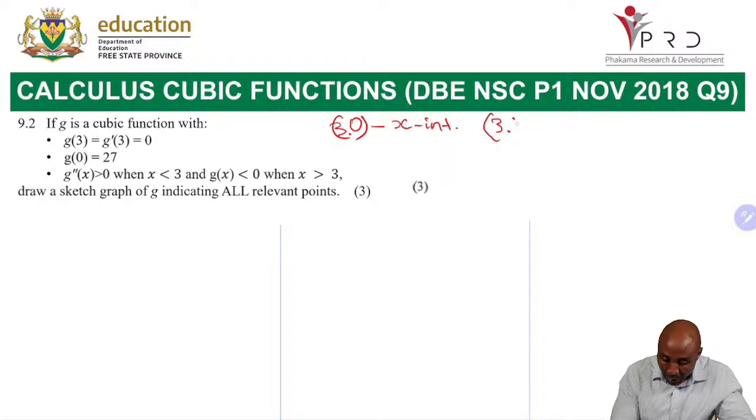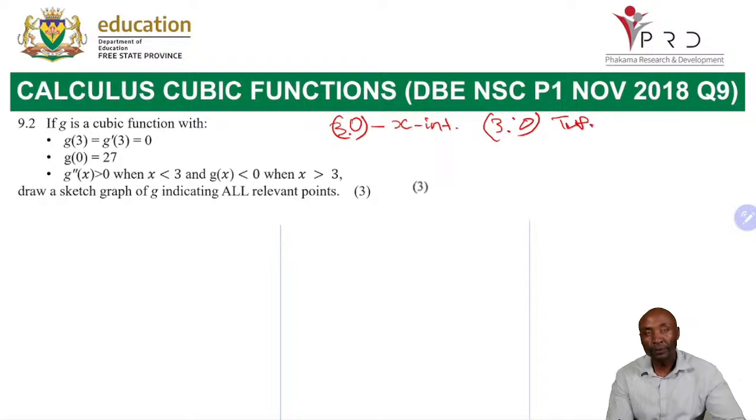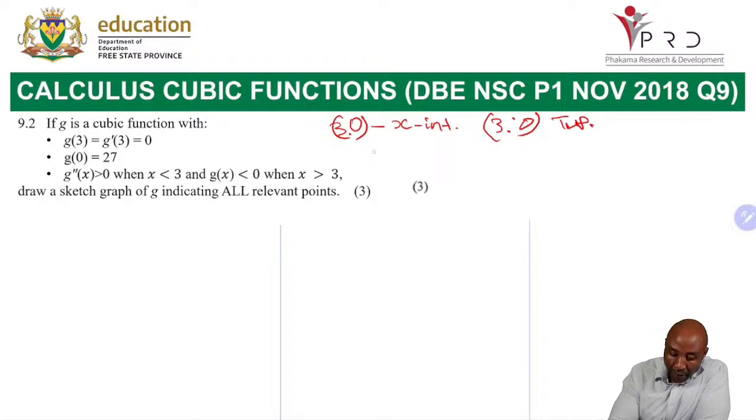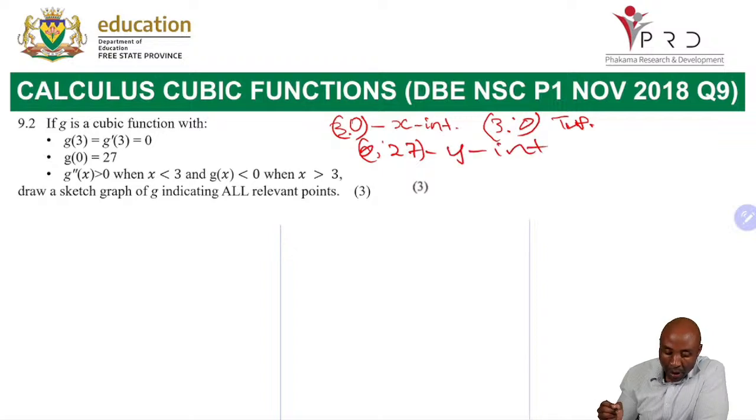3, 0. Because g dash equals 0, it means this is a turning point as well. Now, at 3, 0, it's also a turning point. g of 0 equals 27. We know that 0 and 27, this is our y-intercept.